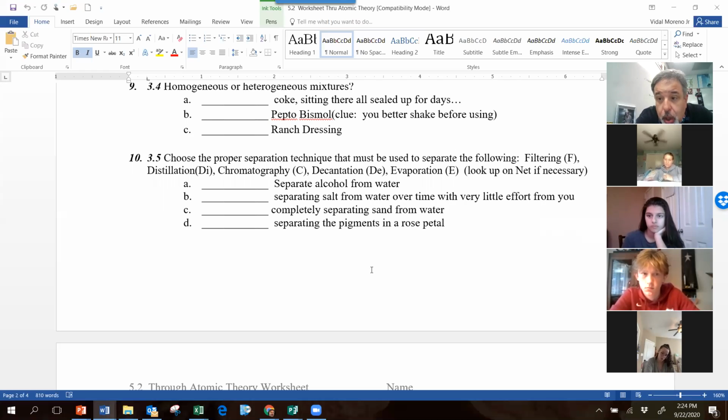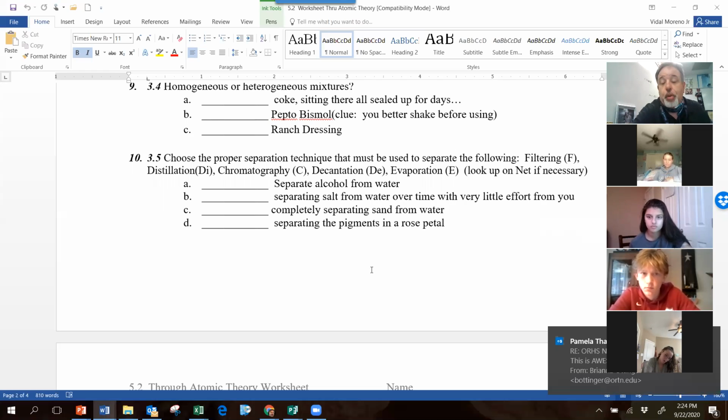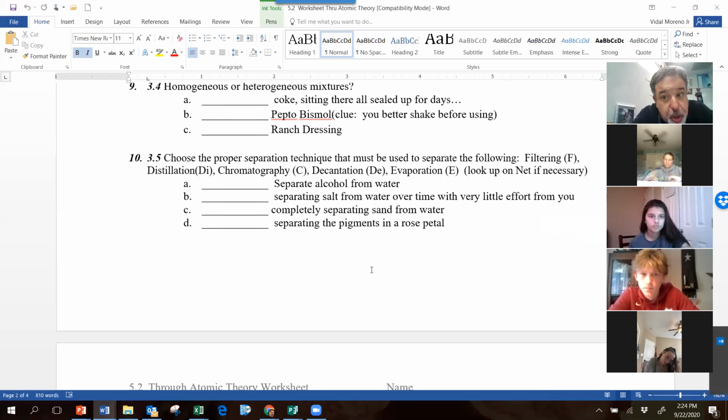Once all the alcohol is boiled away, then the temperature will once again begin to increase. So it is foolproof. Once the first liquid begins to boil, the temperature stays stuck. And once you see the temperature moving again, you stop the whole thing because you have separated it. So that's distillation. That would be a really good one for separating two liquids. Separating salt over water with very little effort to you, okay?